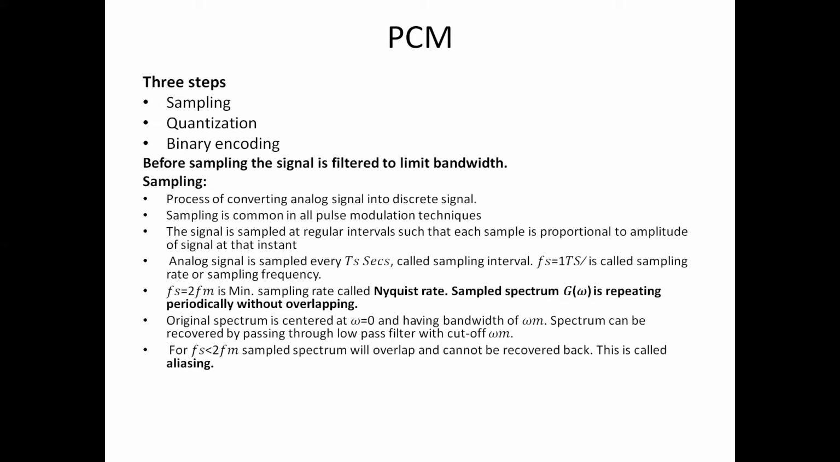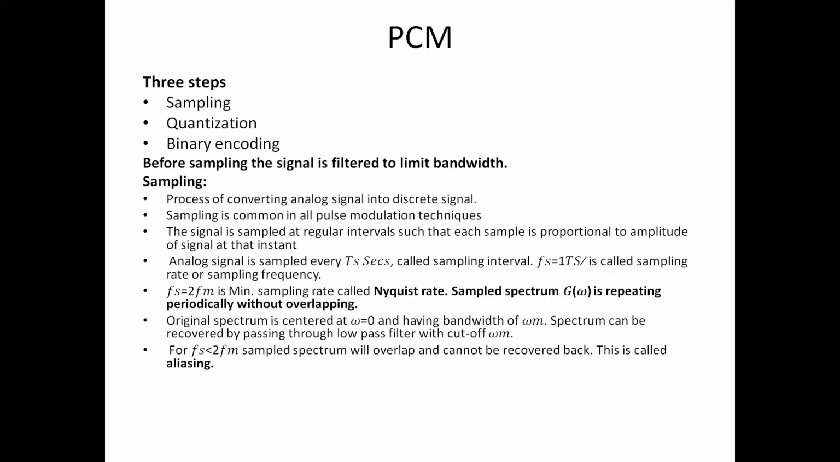The sampled spectrum in the frequency domain, denoted by G(omega), repeats periodically without overlapping when we sample at a rate equal to or more than the Nyquist rate, which is 2 fm, where fm is the maximum frequency component present in the signal. The original spectrum is centered at omega, which is 2 pi f, equal to 0, and has a bandwidth of omega m. The spectrum can be recovered by passing it through a low pass filter with cutoff omega m.